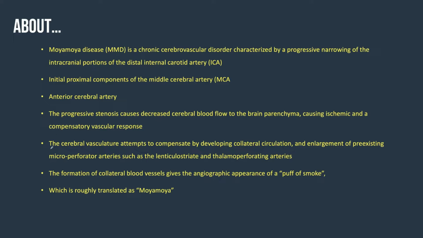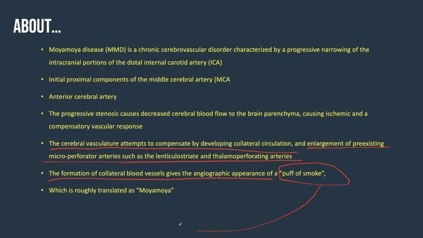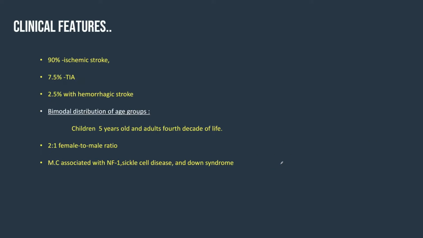The cerebral vasculature attempts to compensate by developing collateral circulation and enlargement of pre-existing microperforating arteries such as the lenticulostriate and thalamoperforating arteries. The formation of these blood vessels gives the typical angiographic appearance of a puff of smoke. So this puff of smoke appearance is roughly what Moya Moya translates to. One interesting thing you need to identify is the name given to the angiographic appearance of the collateral vessels, which gives a typical puff of smoke appearance.